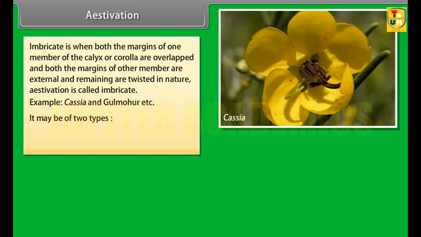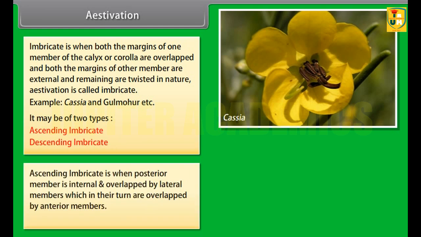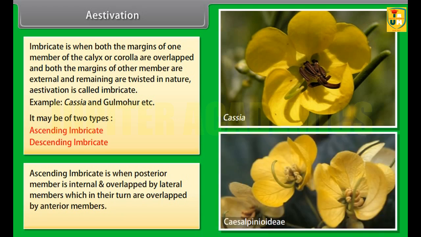It may be of 2 types: ascending imbricate, descending imbricate. Ascending imbricate is when posterior member is internal and overlapped by lateral members, which in their turn are overlapped by anterior members. Example, Sisal pinioide.